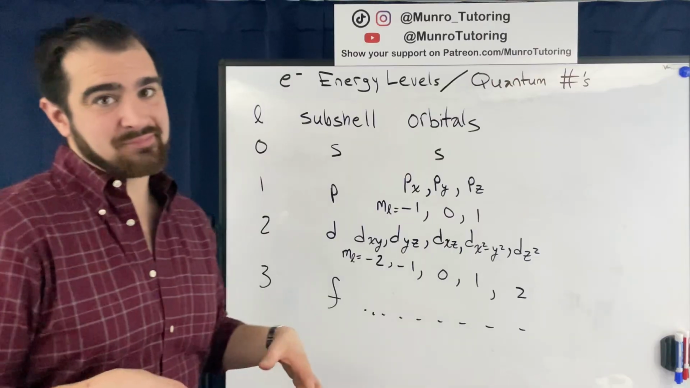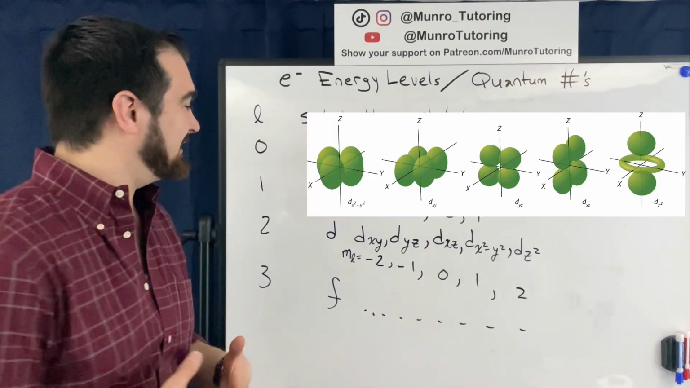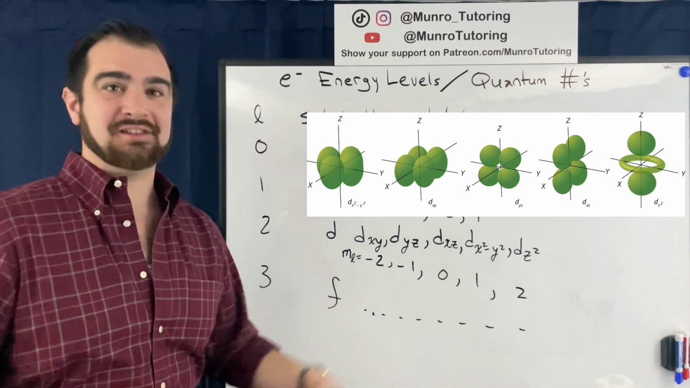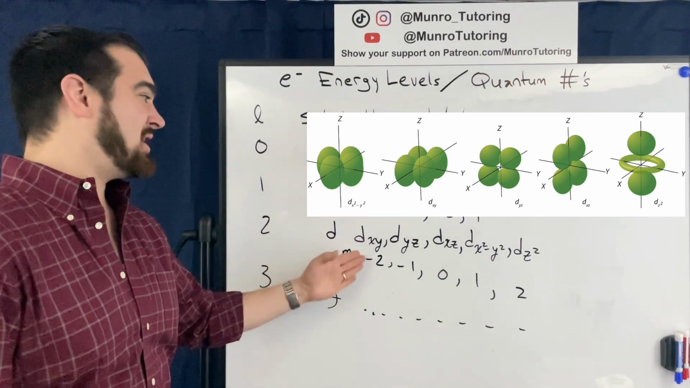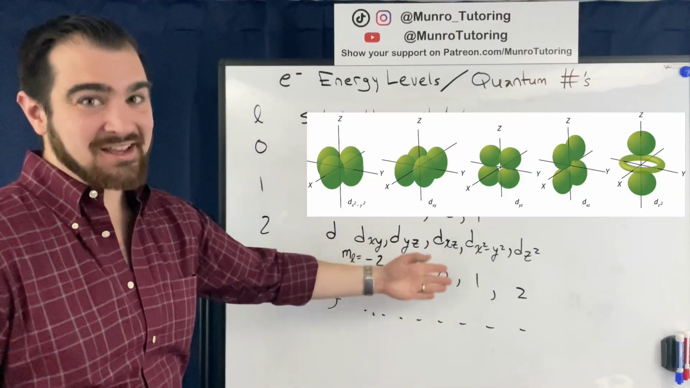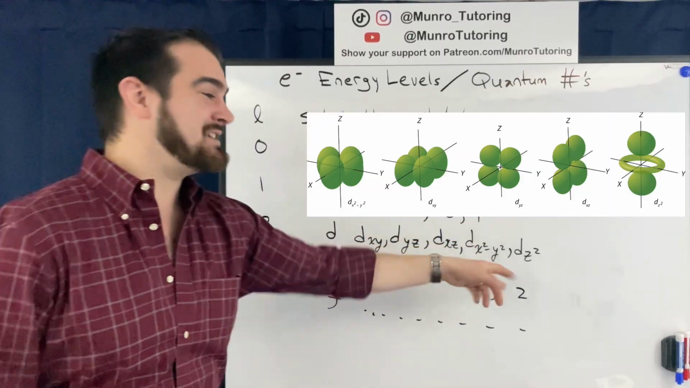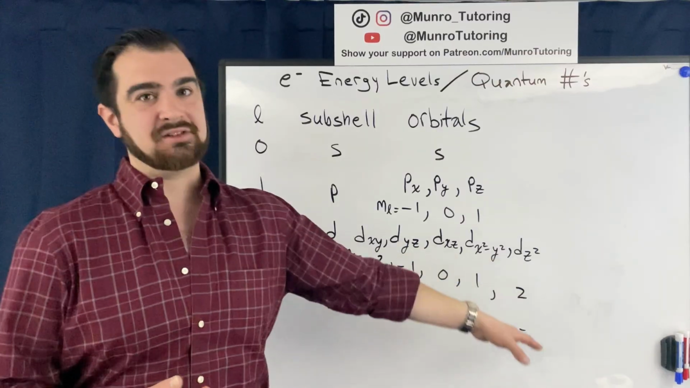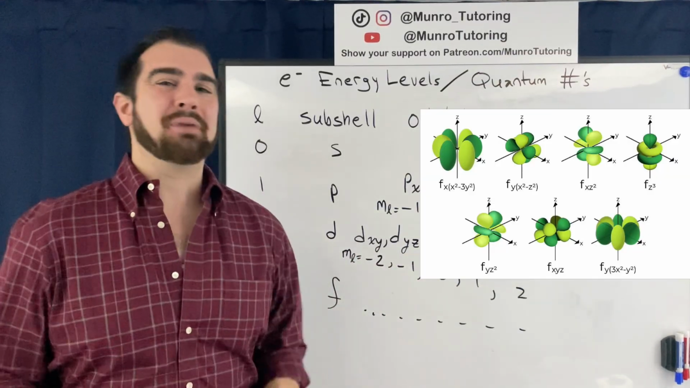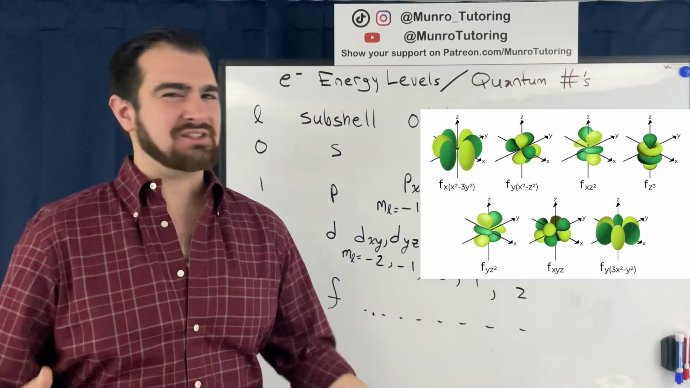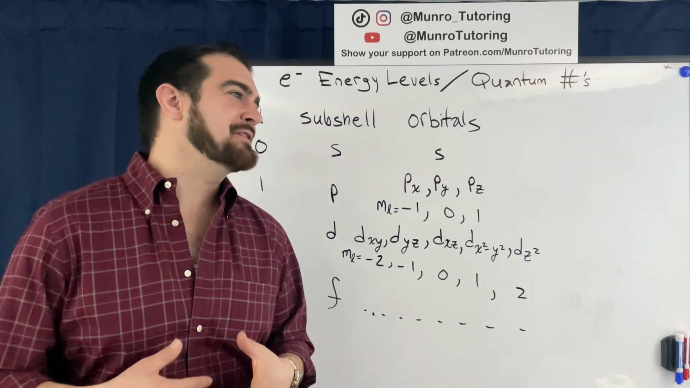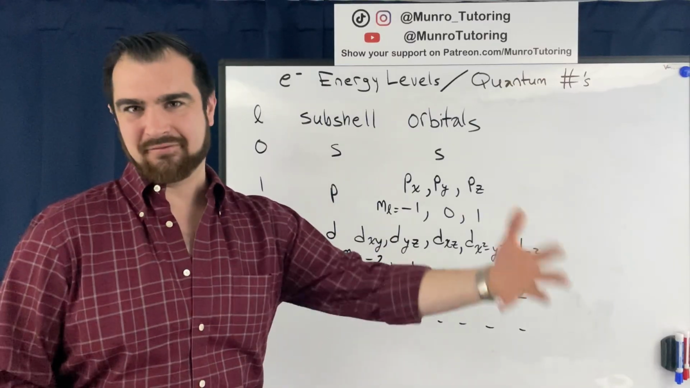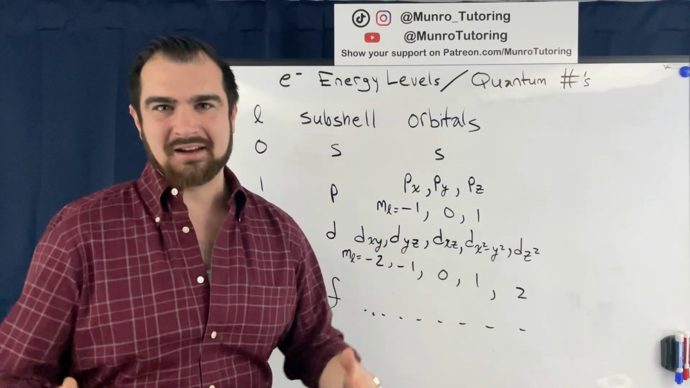Now the D gets a little wilder here, a little crazier, and if you haven't gotten too far in math, this may look very exotic to you, but we have D sub XY, YZ, XZ, X squared minus Y squared, and Z squared, which corresponds to the M sub L values, -2 all the way up to 2. And F gets even wilder. But I wanted you guys to see what these orbitals look like, just to have some context, because they're very interesting. And if you go further in chemistry, you're going to learn more about this stuff, like in PChem, like quantum mechanics and whatnot. All right, guys?